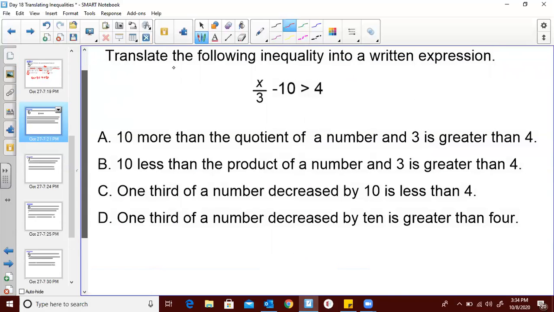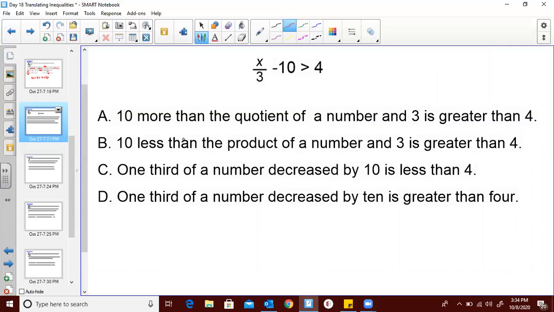All right, so we have: translate the following inequality into a written expression. So I think these are the best ones to do because one, it gives us a lot of extra practice because we have to go through all 4 of these choices and write them out from verbal or written to algebraic. And also as you're writing it out, once you find a discrepancy, once you find something that doesn't match what you're looking for, you can just trash it and you know it's not going to be the answer.